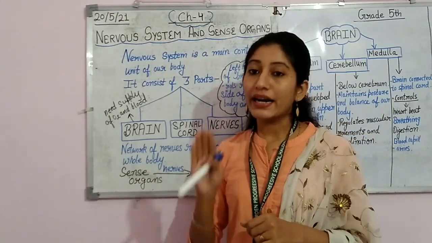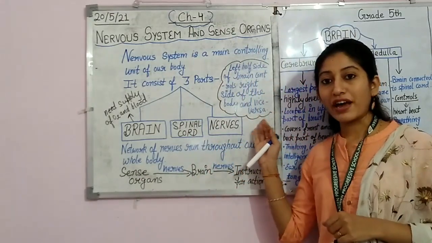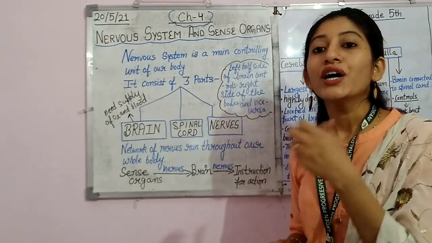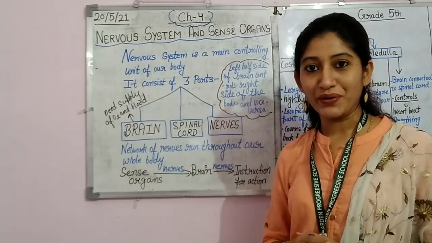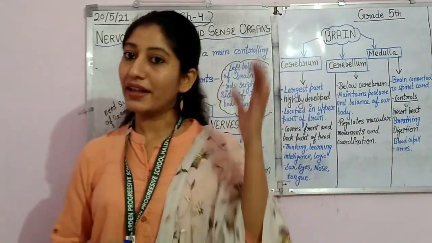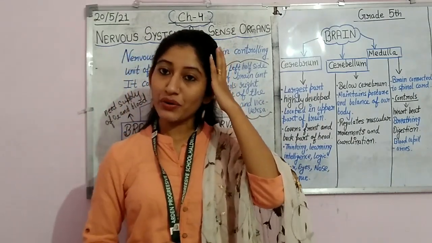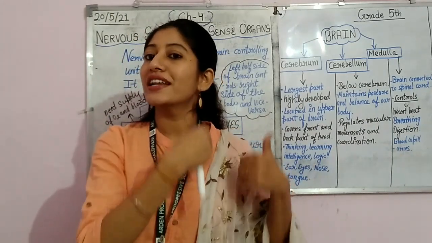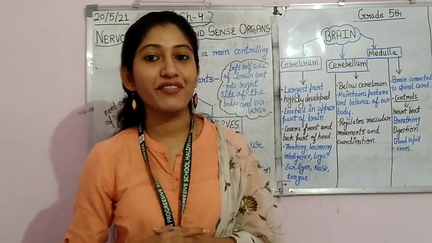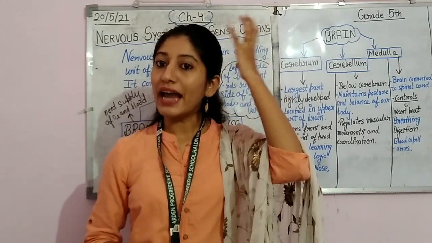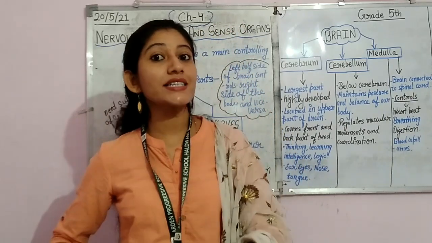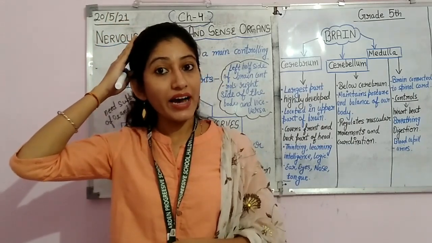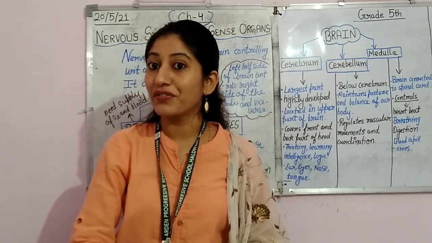Another very interesting fact is that the left half side of the brain controls our right side of the body, and the right side of our brain controls the left side of the body. This is a very interesting fact. The left half area of our brain controls our whole right side of the body, and the right half portion of the brain controls the left half of the body.